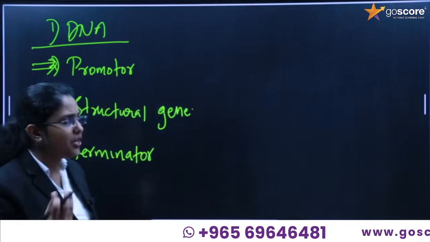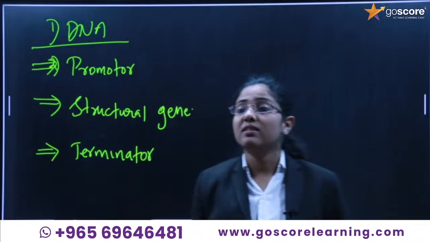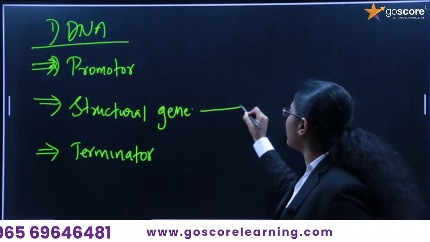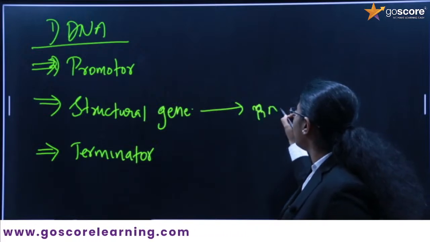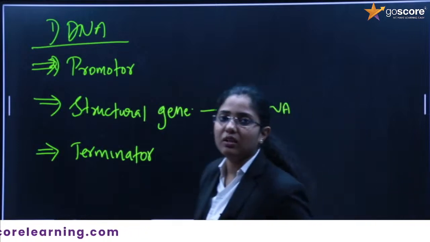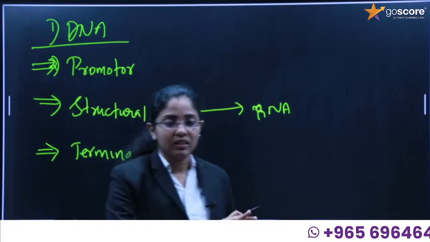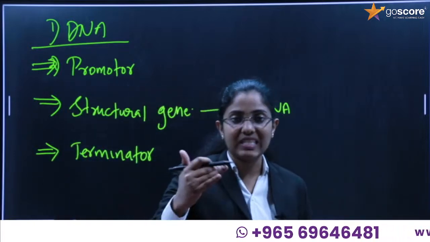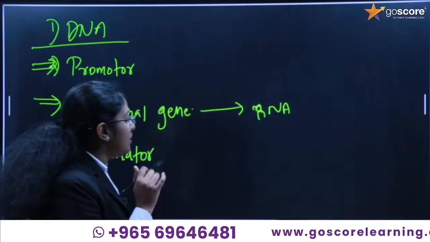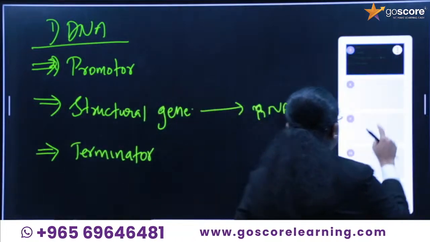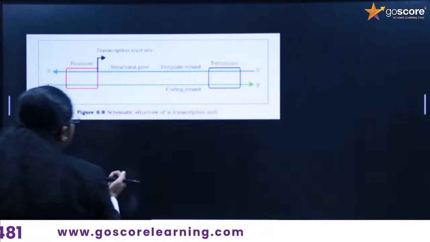Okay, simple meaning: initiation, start. The promoter region is the region where transcription starts. The structural gene will give rise to the RNA, whereas when the polymerase comes to the terminator site, the transcription stops. We'll see the different steps in transcription. So this is the basic structural unit of transcription.